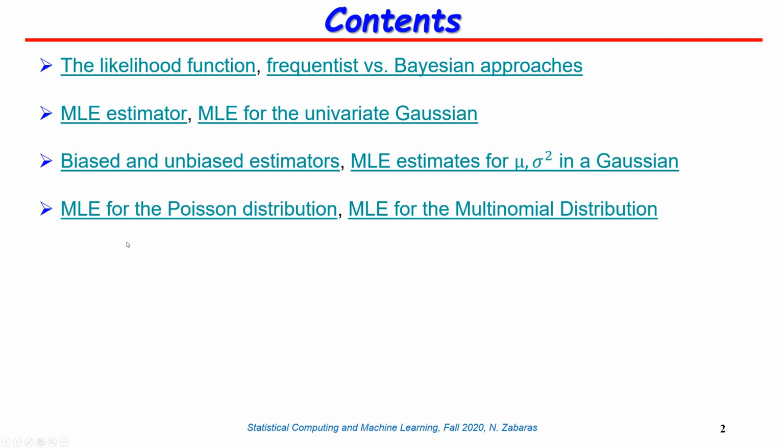So we'll talk about the MLE estimates for the parameters of the Poisson distribution, and also for the multinomial distribution. I believe we have seen this already, but that's a good place to remind you how those formulas look. I also want to make a connection between maximum likelihood estimators and least squares and linear algebra in general.